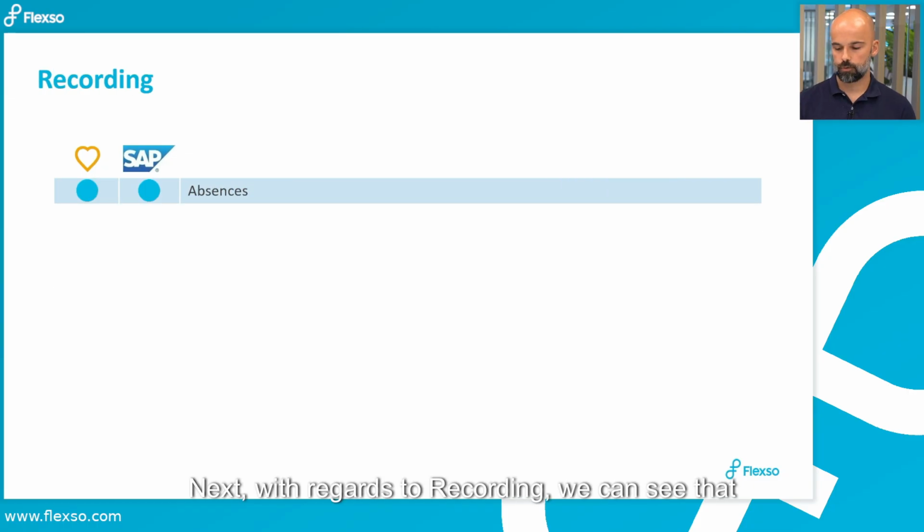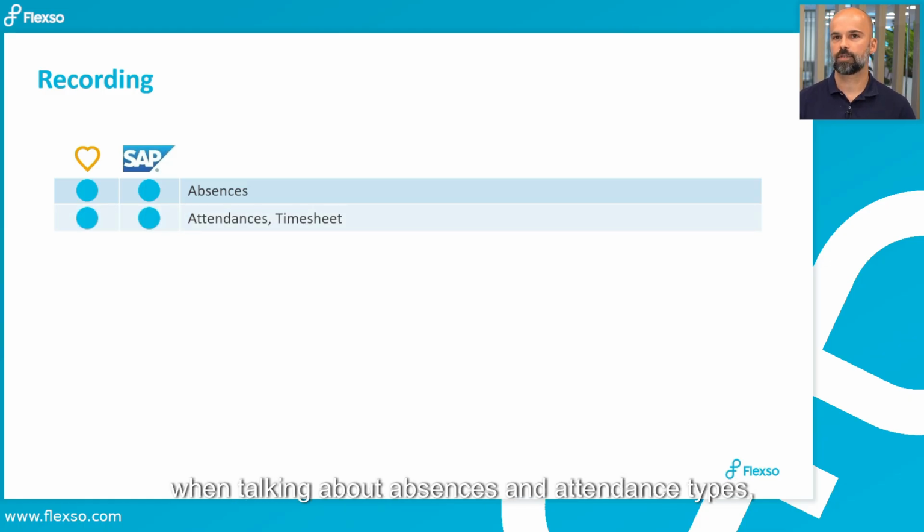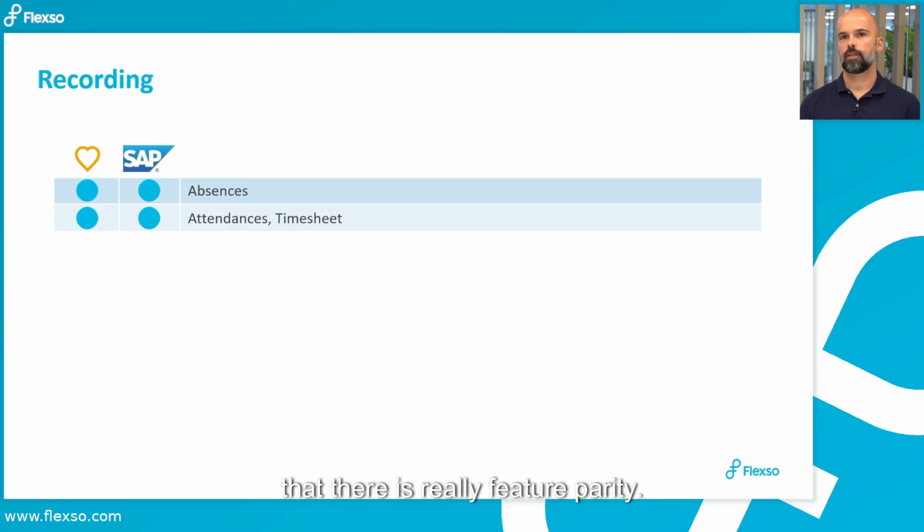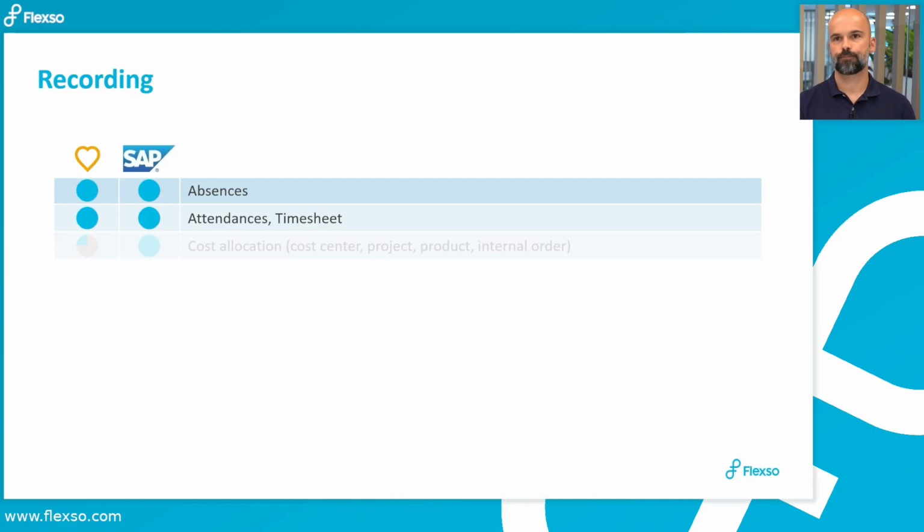Next, with regards to recording, we can see that when talking about absences and attendance types, there is really feature parity. We can configure any number of absence and attendance types. We can add custom fields. The basic collision checks are there. We can add custom logic by applying take rules. So we would say that there is definitely feature parity with regards to this.